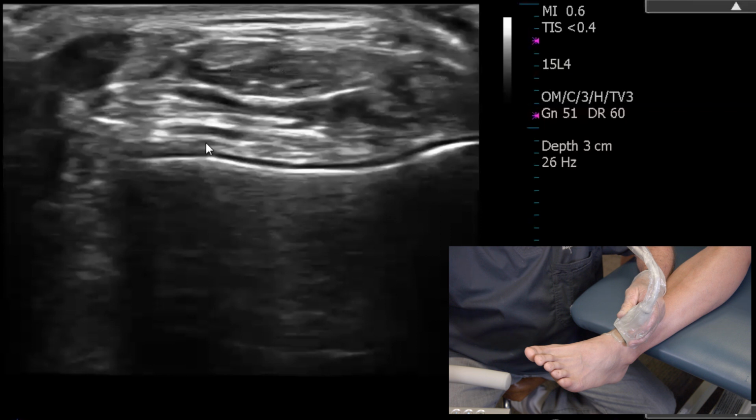So from medial to lateral, you have the anterior tib, the extensor hallucis longus, and the extensor digitorum longus. This region in here is the tibia, and this is the synovial fluid in here. This is actually the cartilage at the base of the tibia.